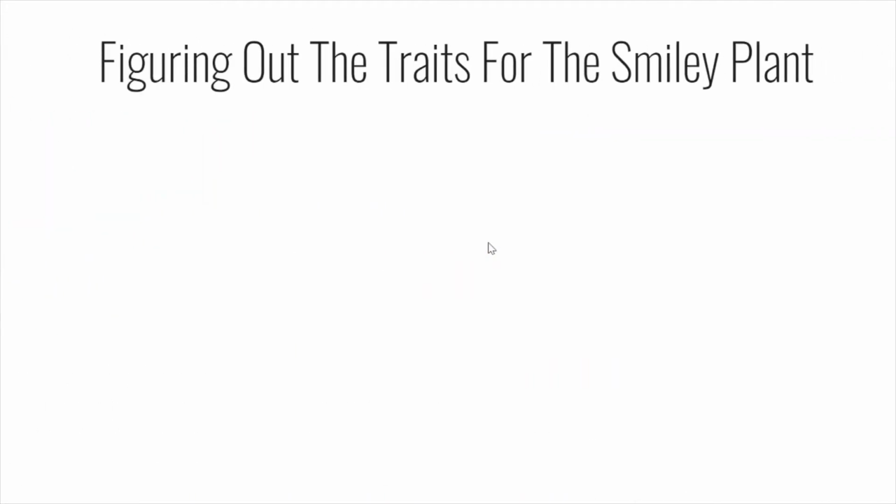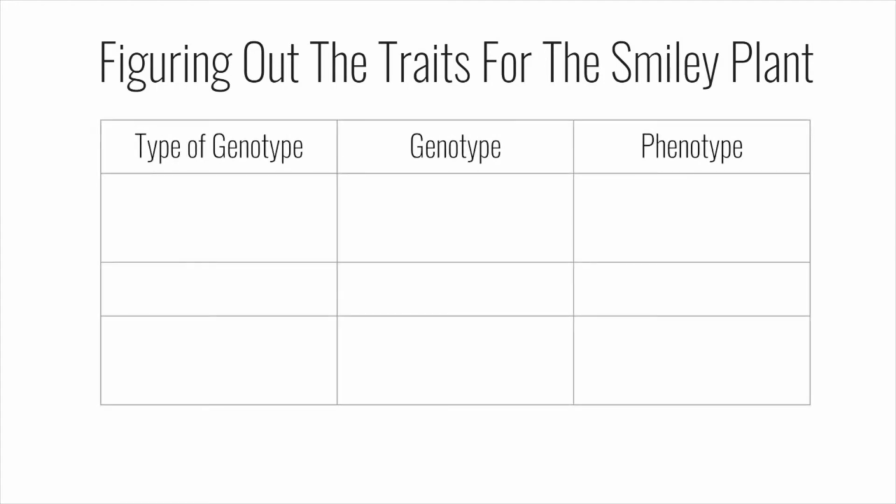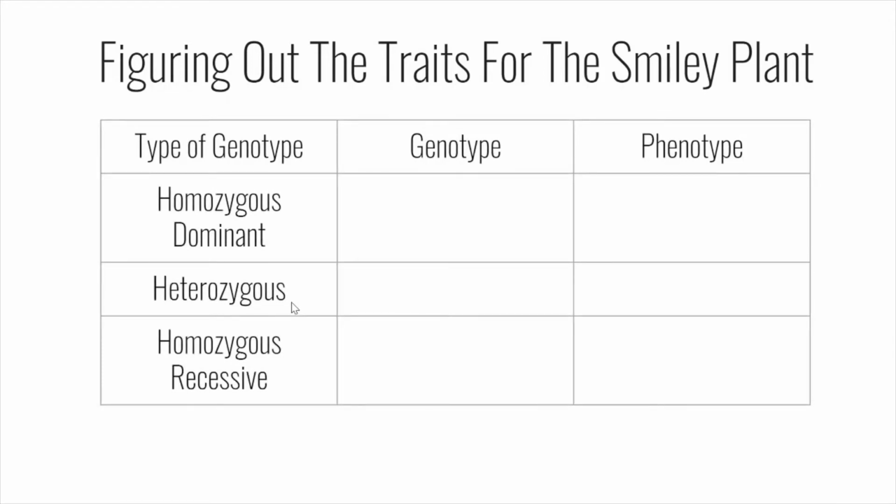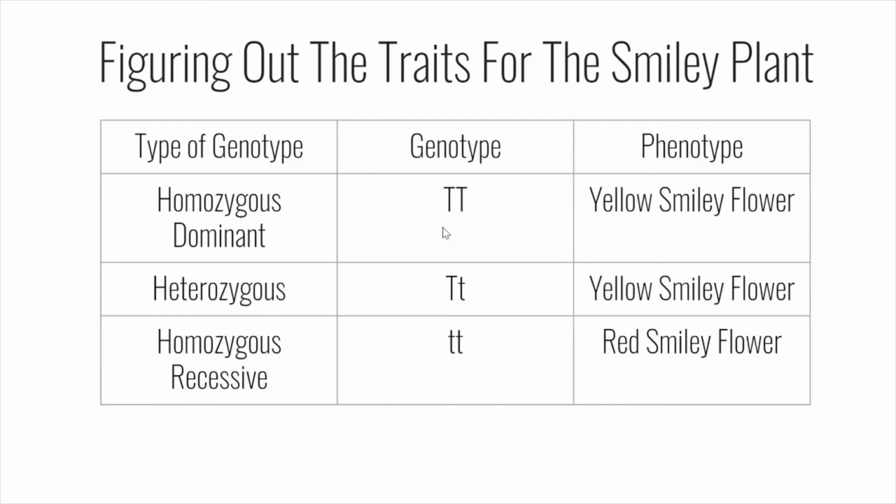Now let's figure out the traits for the smiley plant. Okay, so here's the table, and let's fill out the types of genotypes, which are homozygous dominant, heterozygous, and homozygous recessive. Here would be the corresponding genotypes, and now onto the phenotypes. A flower that is homozygous dominant, big T, would be yellow because the dominant allele stands for having a yellow face. A heterozygous flower would also have a yellow smiley flower because the big T is dominant over the recessive allele, having a red smiley face.